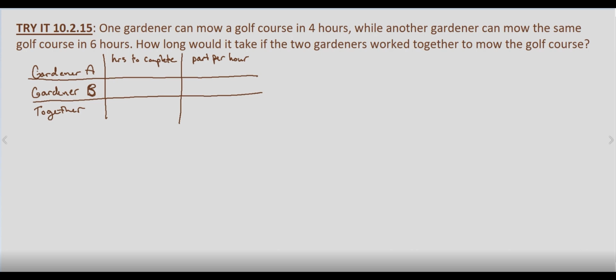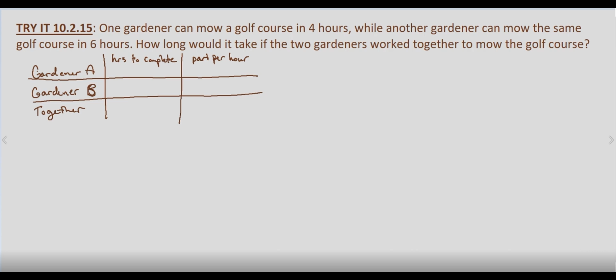Now, this is a work problem, and a lot of students are often tempted to find the average of the two times. So if we have 4 hours and 6 hours, then together it would take 5 hours. But that's not true, because with them working together, you have one that's working faster and one that's working slower for the entire time.